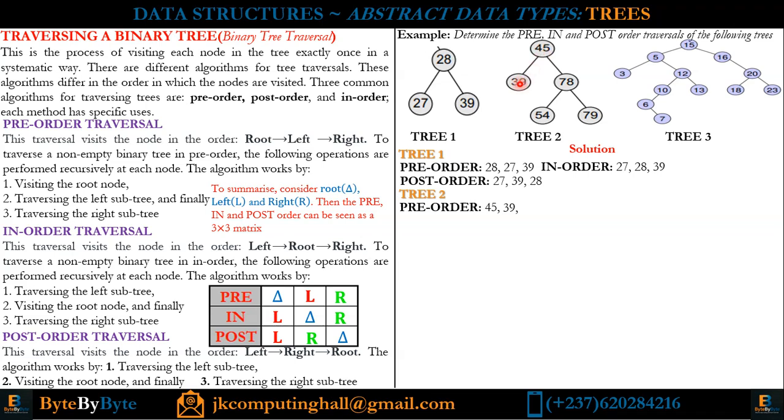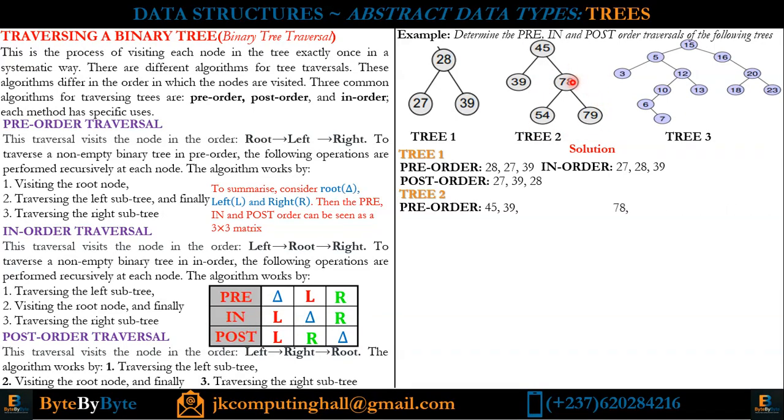Root, then left. After visiting the left, I need to visit the right. Are we there? And now we realize that the right of this root is another tree. That is why we say the operations are performed recursively. So now, from the root to the left, we move to the right. This is another subtree. And now this will be evaluated again as in pre-order.